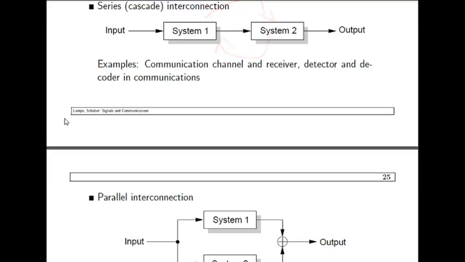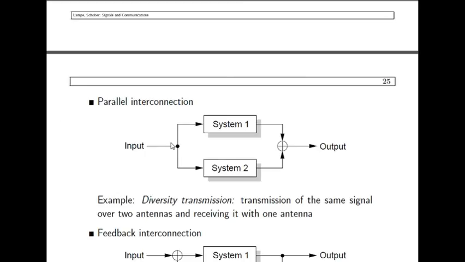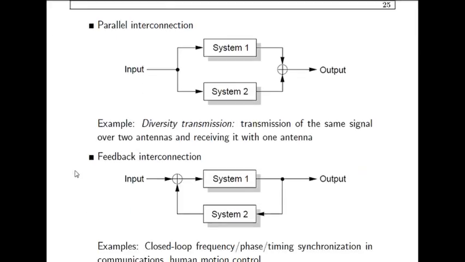Now let's see parallel interconnection. This is the parallel interconnection in which an input is given to two systems at the same time, and then their summation is done to get the output. An example of this is diversity transmission, which is transmitting the same signal over two antennas and receiving it with one antenna.